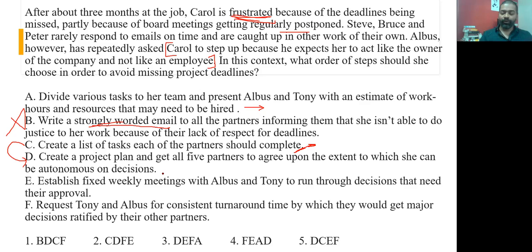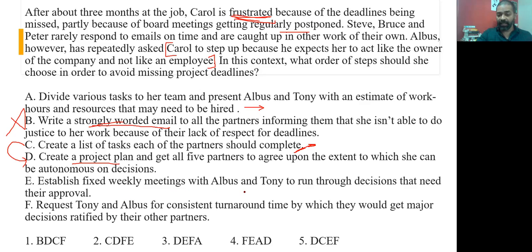Understanding how to deal with people, understanding how to talk, what is the right way to talk to people, what is the right way to get work done, for which you obviously need clarity on what the work is. That's why creating a project plan is such a good step. So between C and D, we don't have to worry about D. D we will keep, isn't it? So A and D both will be part of my group.